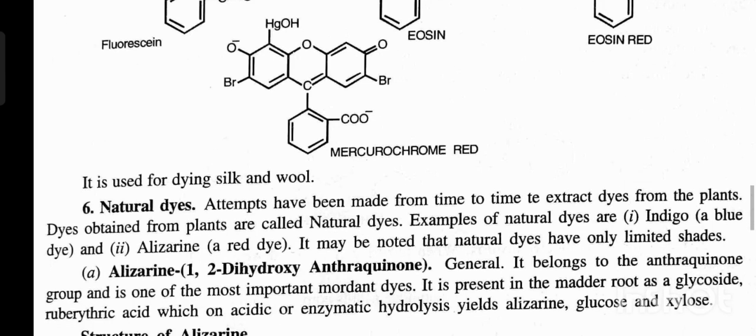Sixth, natural dyes. Attempts have been made from time to time to extract dyes from plants. Dyes obtained from plants are called natural dyes. Examples of natural dyes are indigo, a blue dye, and second, alizarin, a red dye. It may be noted that natural dyes have only limited shades.